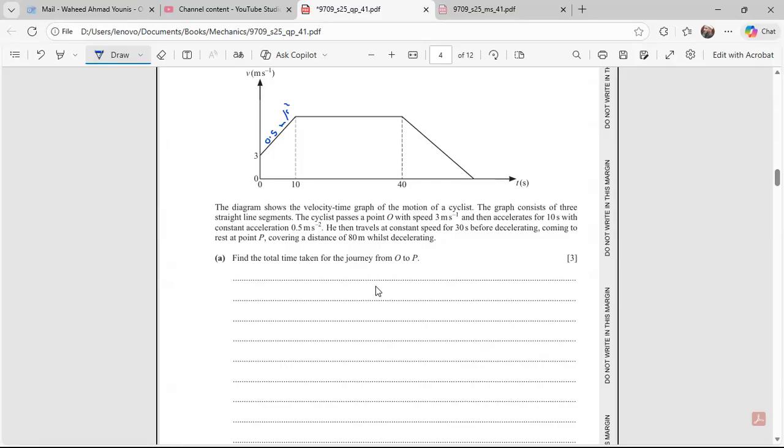Okay. He then traveled at constant speed for 30 seconds. So this is a 30-second interval where his speed was constant. Okay, how much was that speed?